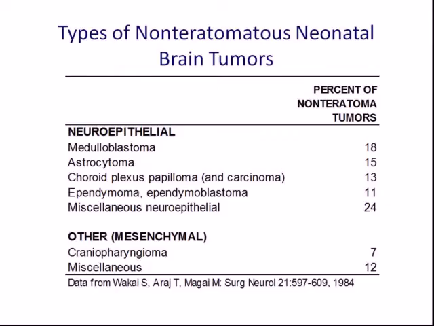In terms of the neuroepithelial tumor types that you can see in the neonatal period, they include medulloblastoma, which is obviously posterior fossa, but also choroid plexus tumors, ependymoma. You can also see craniopharyngiomas.